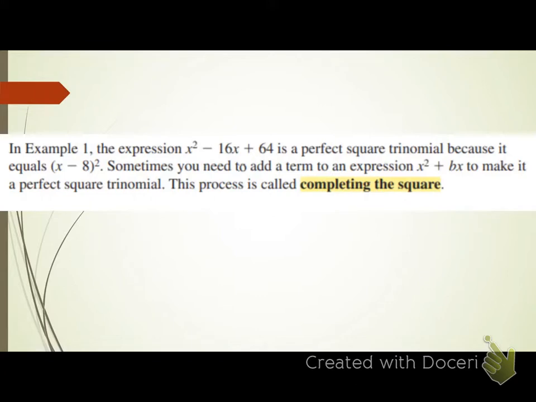So in example 1, the expression x squared minus 16x plus 64 is a perfect square trinomial because my two factors were the same, right? So I could write it as x minus 8 squared. Sometimes you need to add a term to an expression x squared plus bx to make it a perfect square trinomial. This process is called completing the square. So, like it says, sometimes we need to add a term to an expression to make it a perfect square trinomial by a process called completing the square.